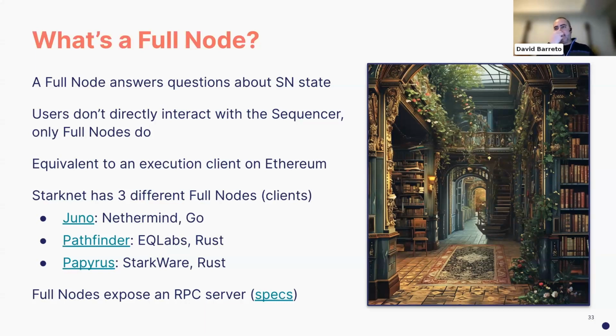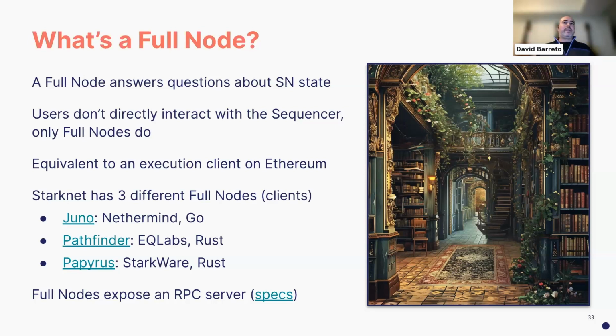So as you can see, it doesn't scale, right? At some point, the sequencer gets overwhelmed trying to answer all the questions from all the people and all the apps. So the idea is to have some full nodes that can provide the same data to users without directly touching the sequencer all the time.